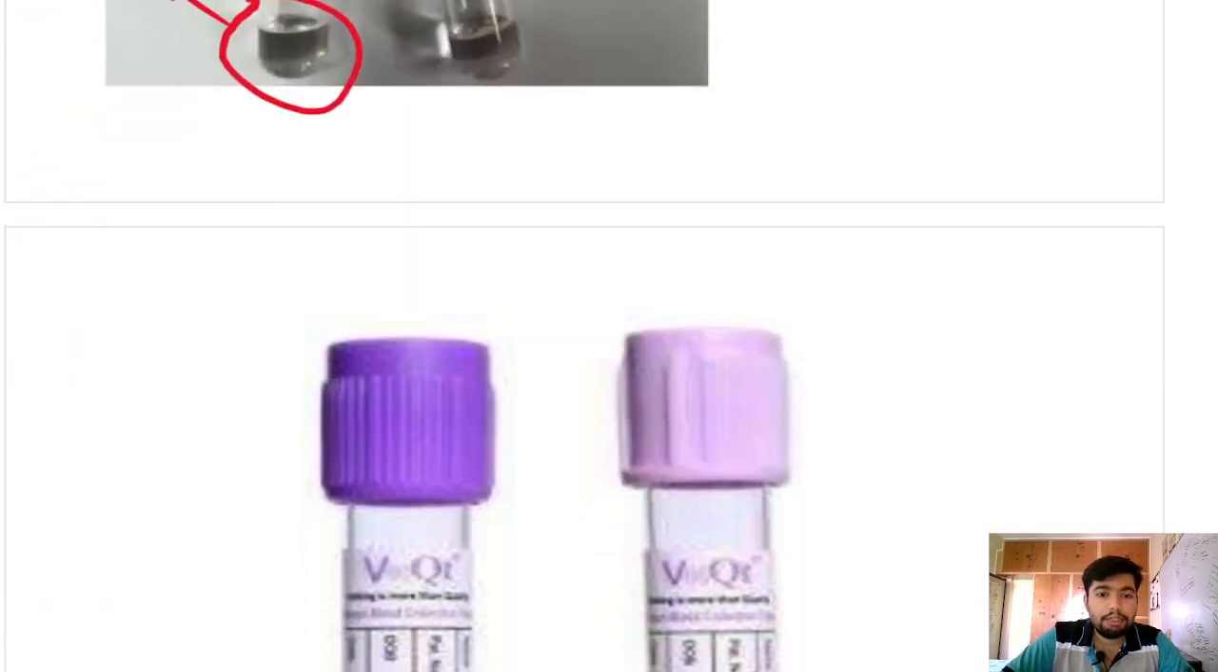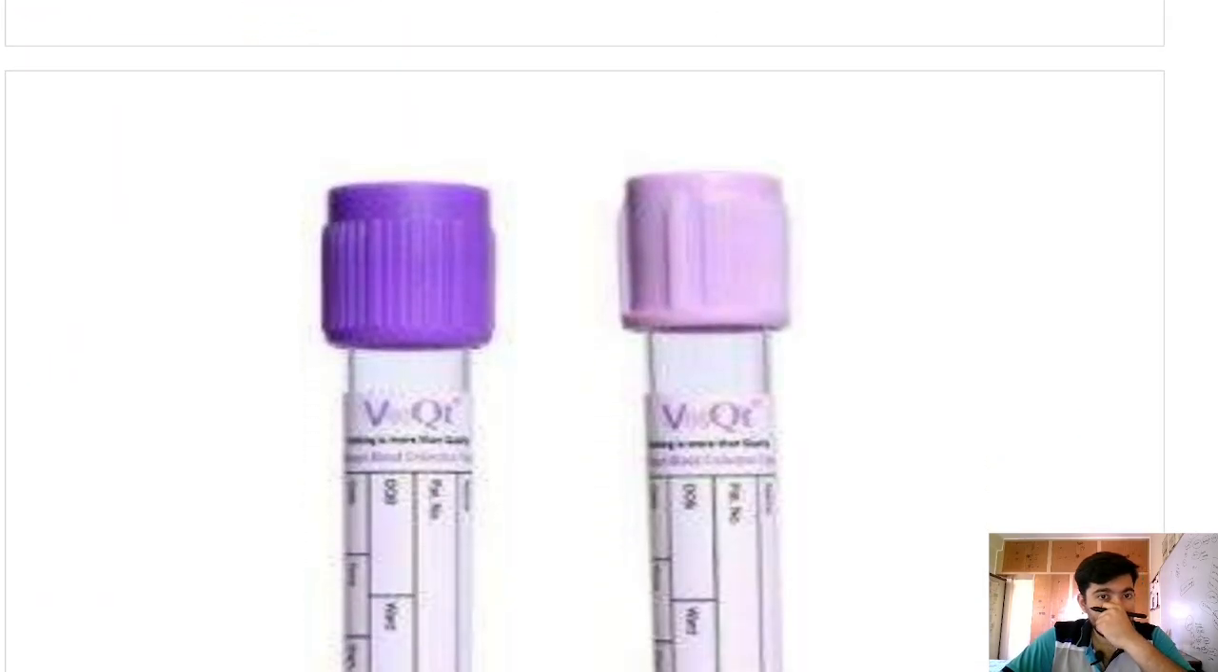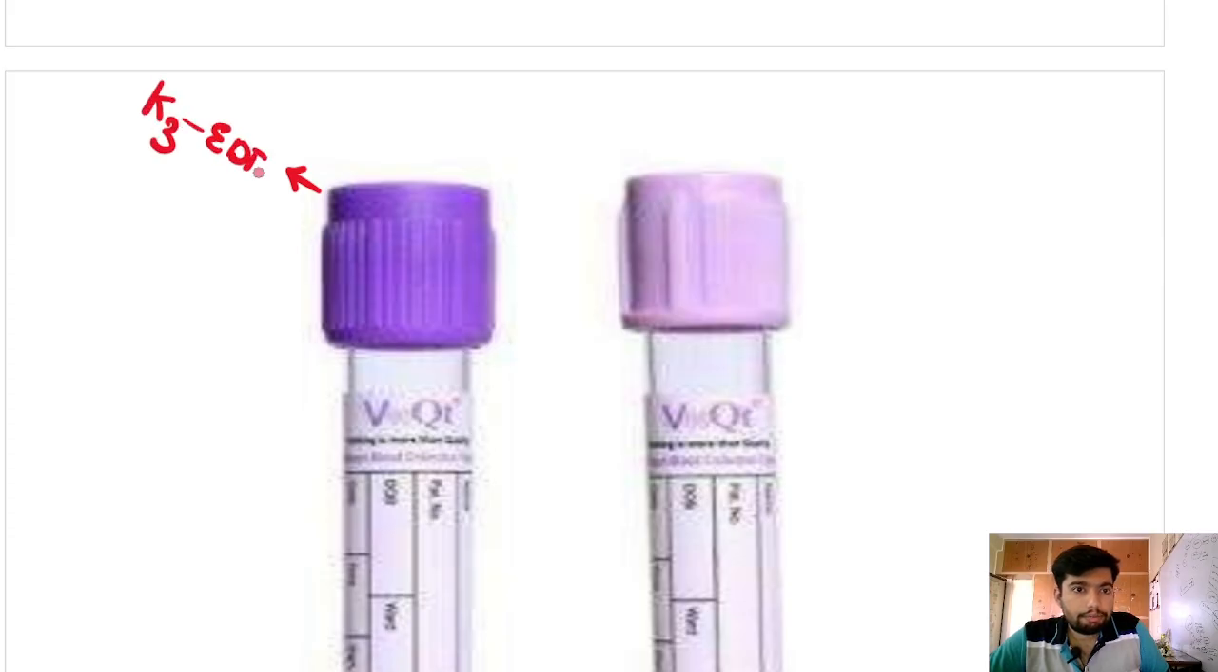I want to discuss this particular thing also. This is not going to be asked in your exam, but I want to give you some extra information. You can see both the vacuums. One is a dark purple color, lavender color, and another one is a pink color, slightly violet. This is your K3 EDTA vacuum, and this is your K2 EDTA vacuum.